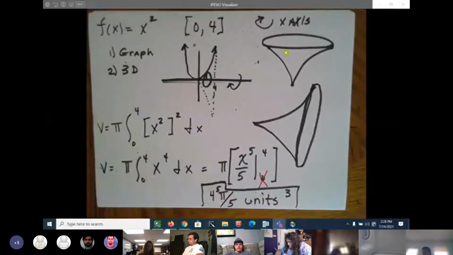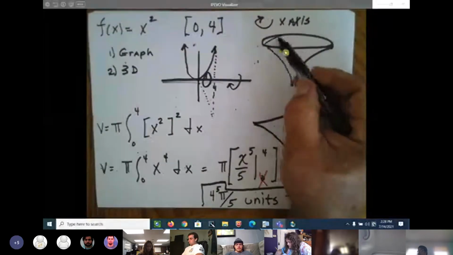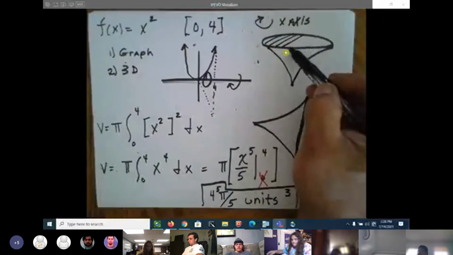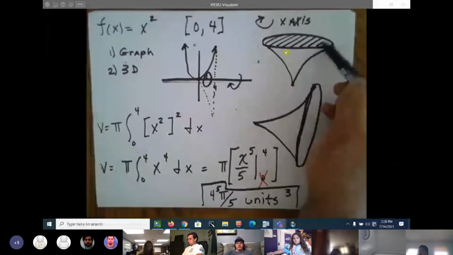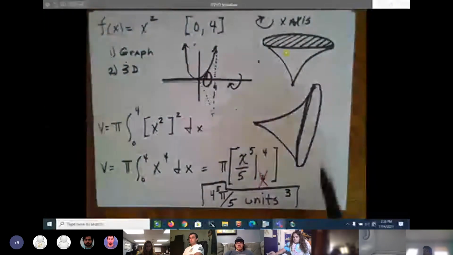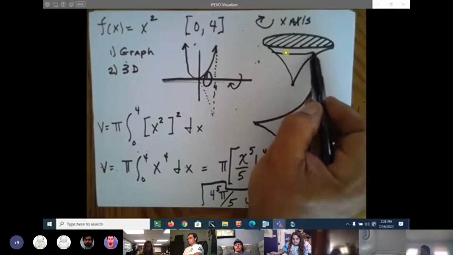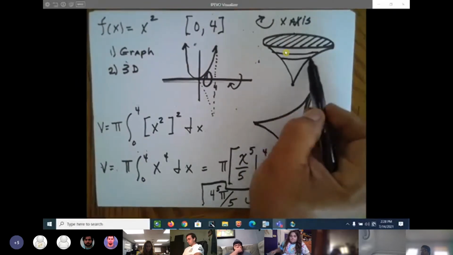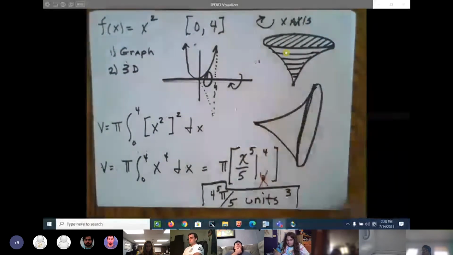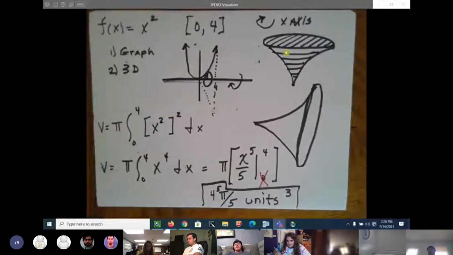So you just figured the volume of this top-looking feature, whatever you want to call it. Ain't that cool that you can actually do the volume of a three-dimensional object? Ain't that neat?